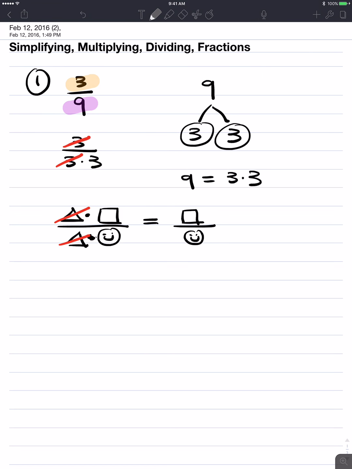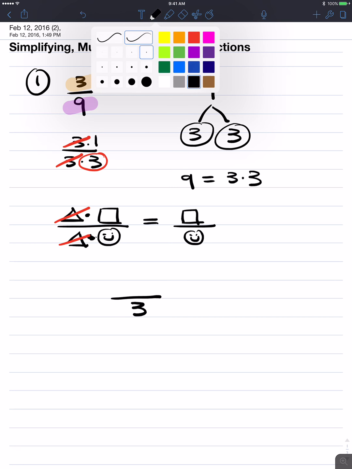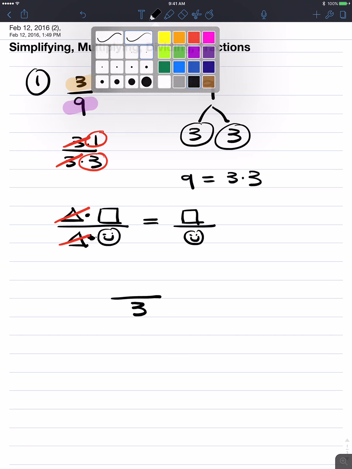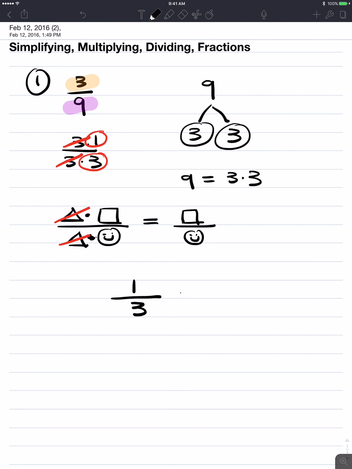So this 3 and this 3 goes away. I'm left with a 3. However, I have to notate that I'm left with a 3 on the bottom. It's a denominator value. And notice that nothing is left on top, but any number times 1 is itself. So I'm going to put the 1 here so I could describe my final answer as 1/3. 3/9 is really 1/3.